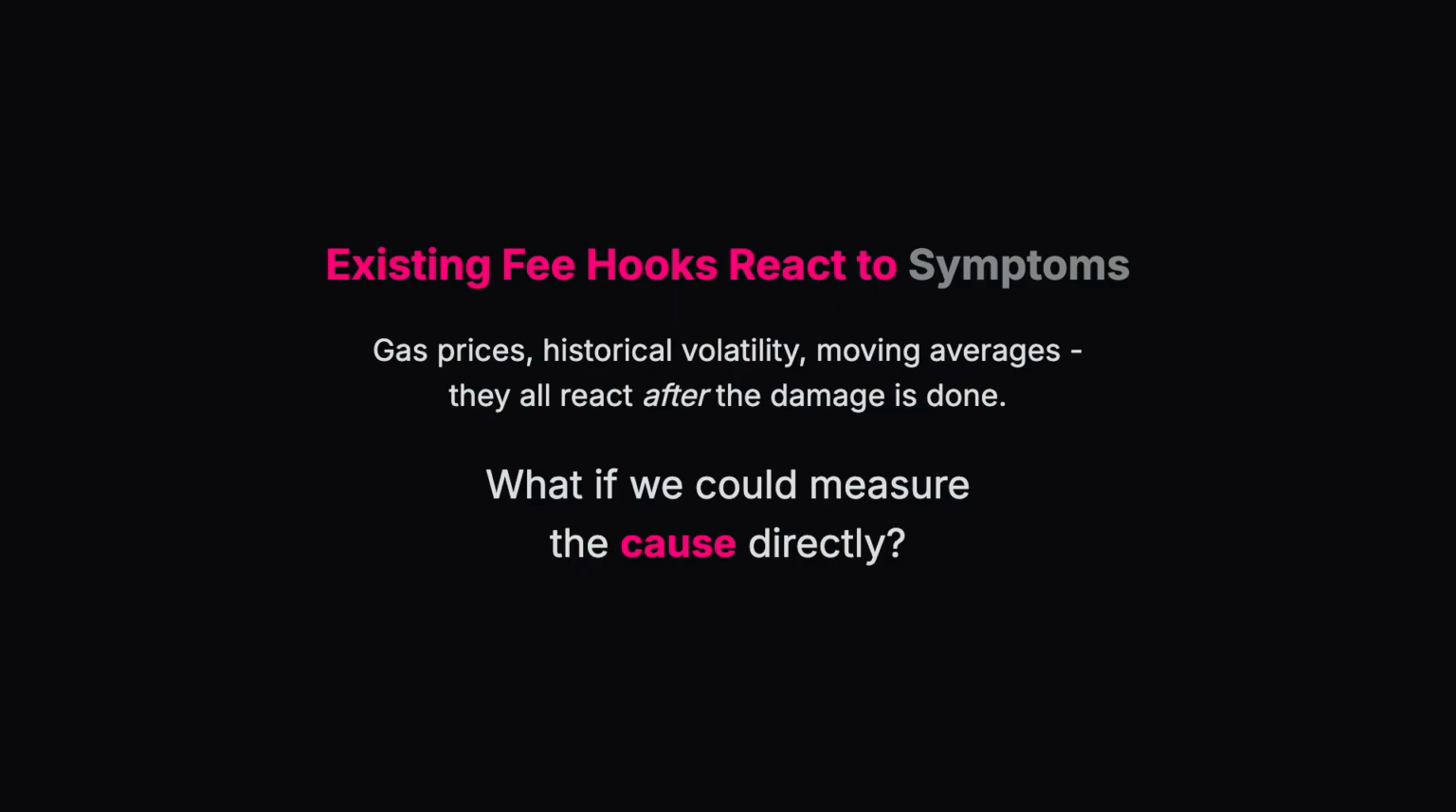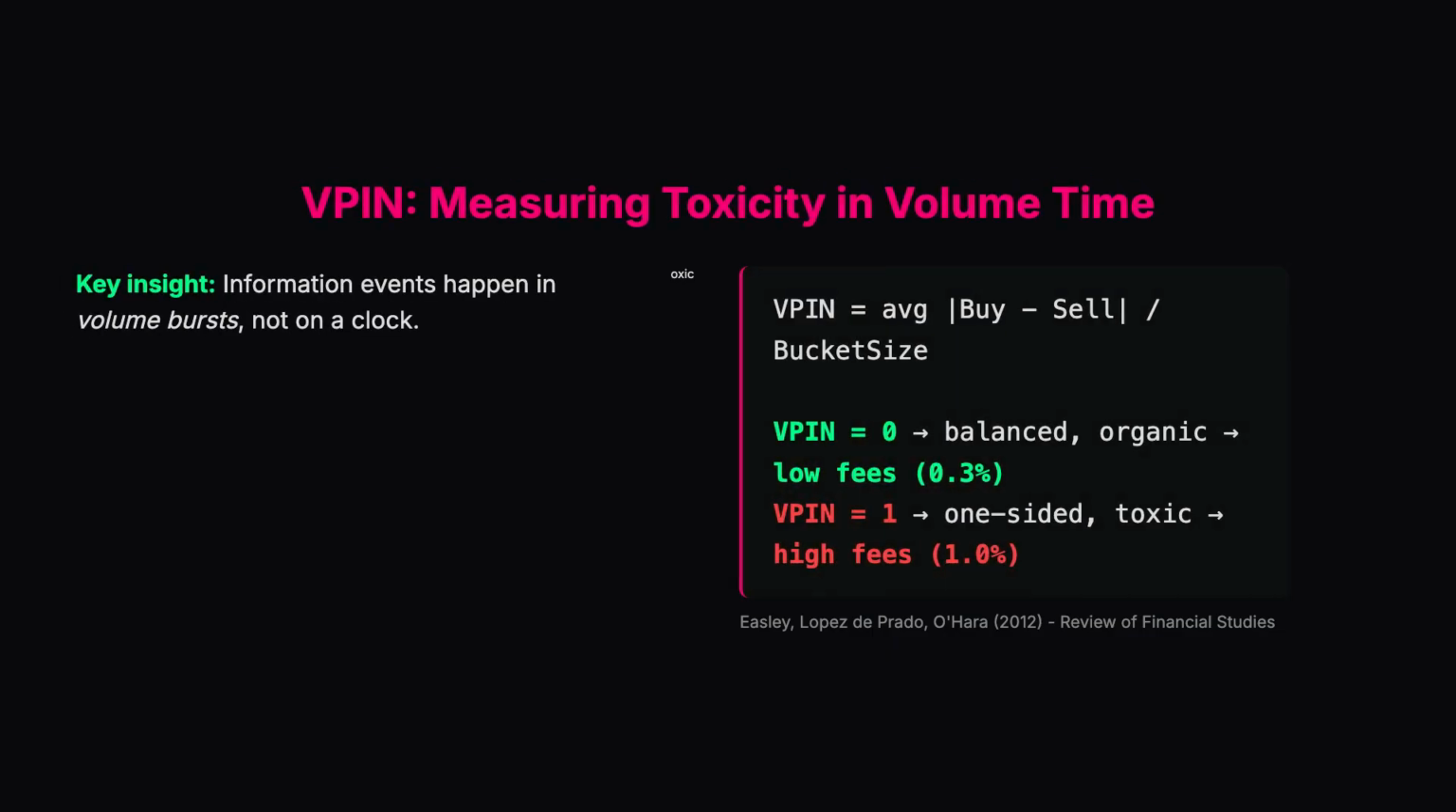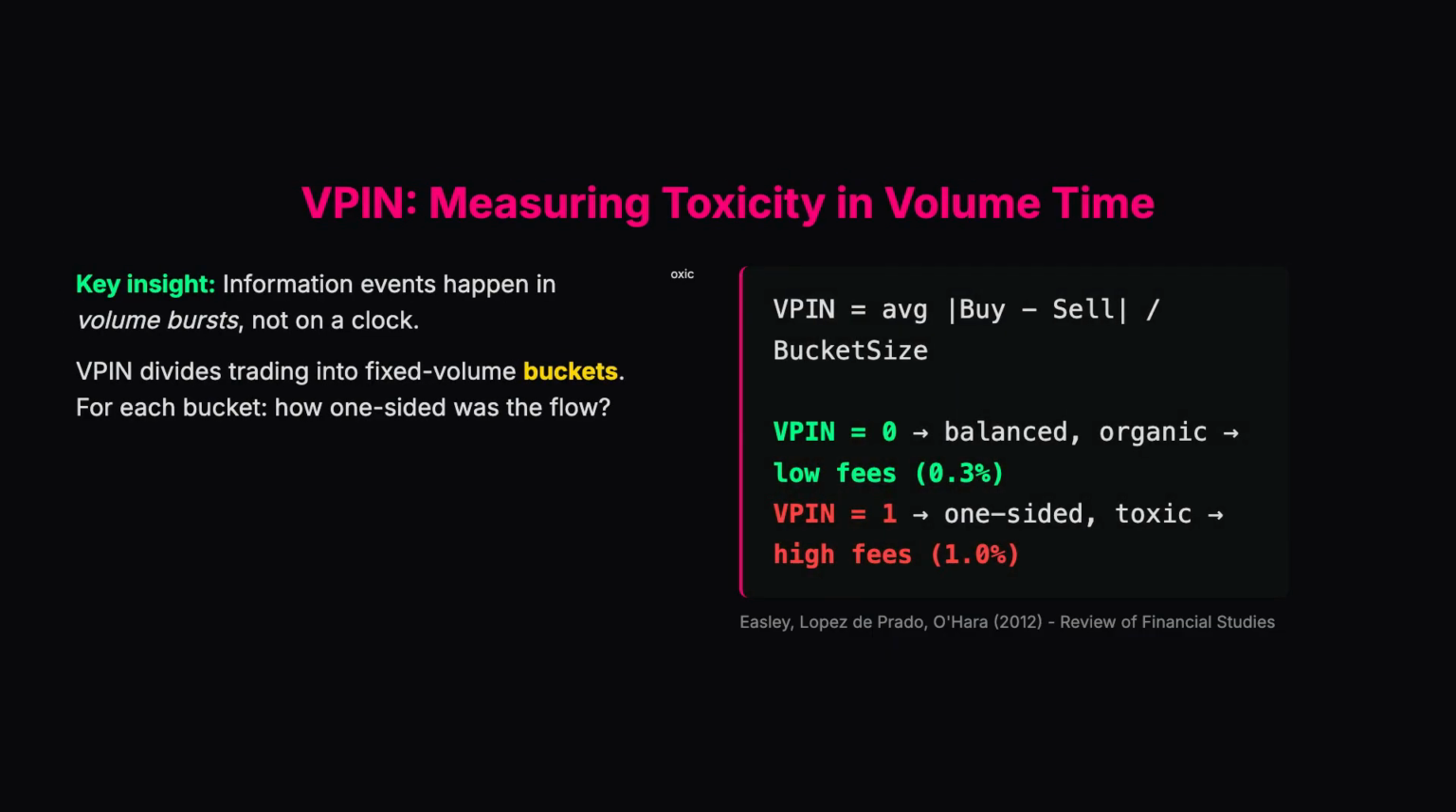Market microstructure theory has had an answer for over a decade. This is VPIN, Volume-synchronized probability of informed trading, published in the Review of Financial Studies in 2012. The key insight: information events happen in bursts of volume, not on a clock.